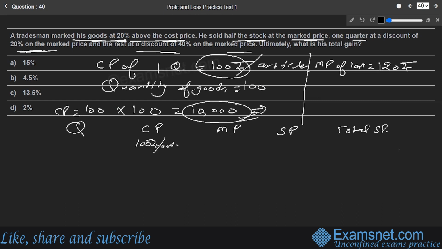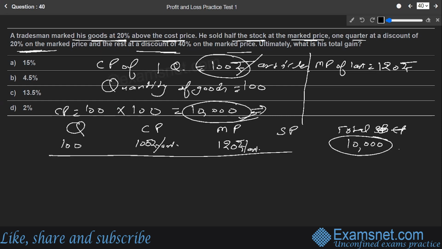Okay, the mark price of one article has been marked up by the tradesman at 120 rupees per article. These are all the rates per article. The total expenditure, or total cost price, has been calculated. If there are 100 such articles and each article costs 100 rupees, then the total cost price is 10,000 rupees. That much has already been calculated.